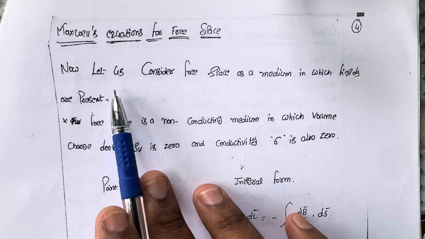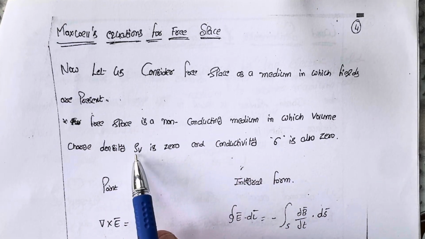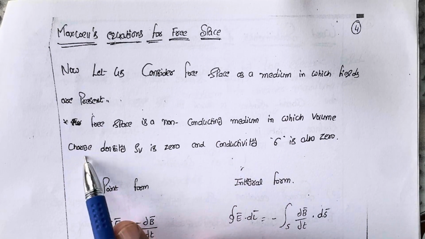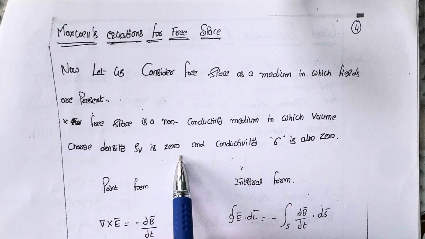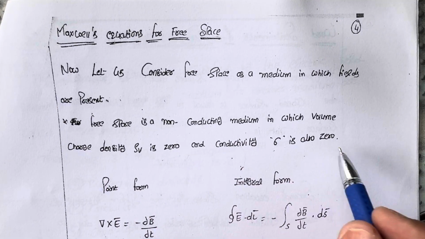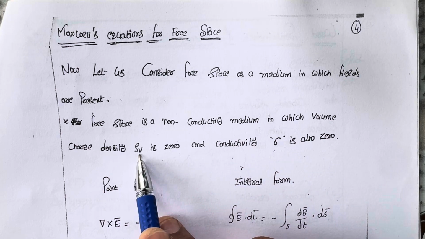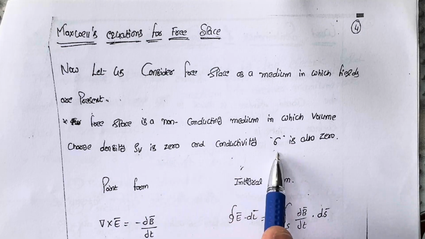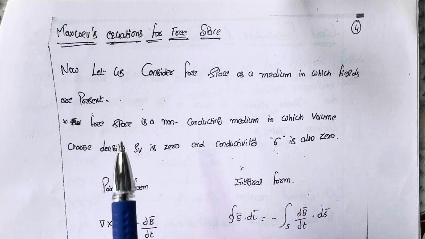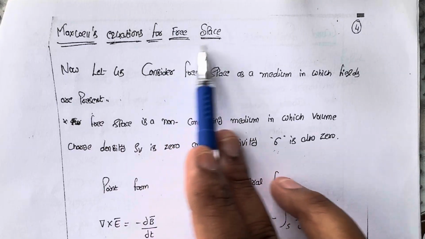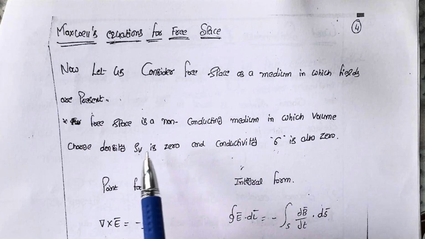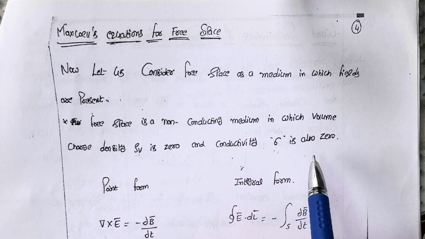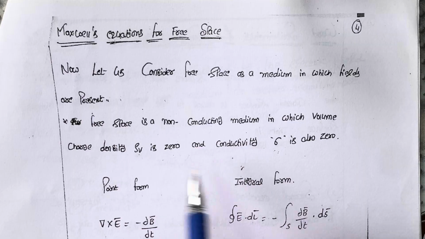Now, in the case of free space, we have one condition: rho v equal to 0. That means charge density rho v is equal to 0 and sigma is equal to 0. Depending on these two conditions, our previous Maxwell equations are modified. Free space means there is no charge, so rho v is equal to 0 and sigma is equal to 0. We simply substitute those two values.